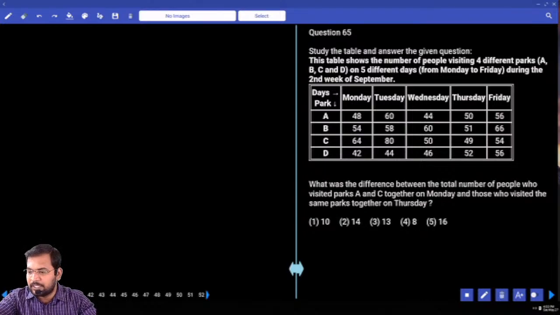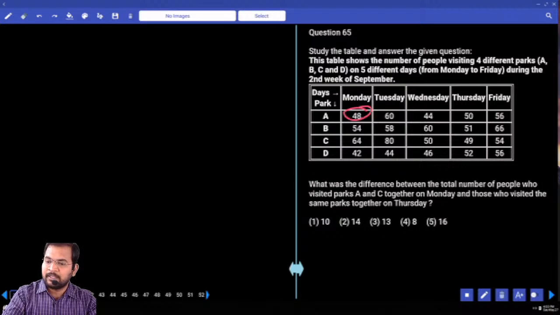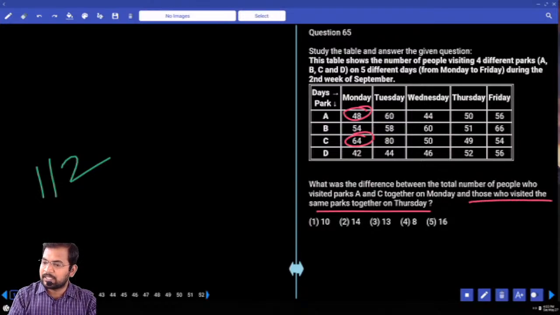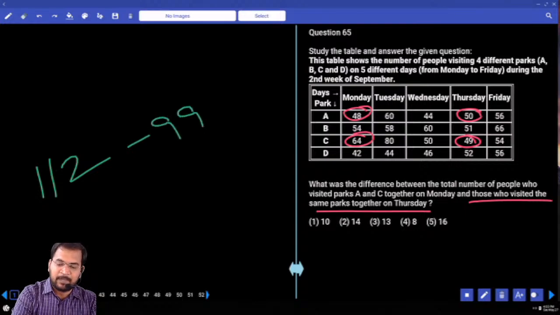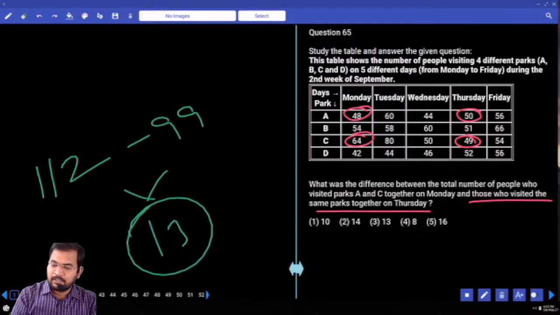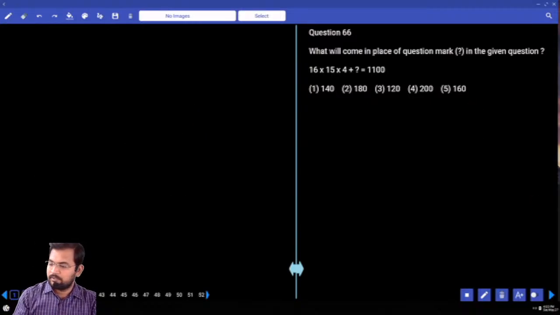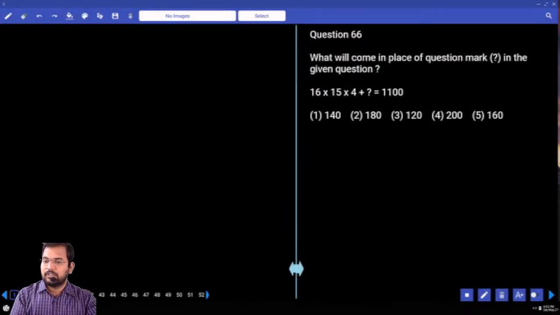What was the difference between the total number of people who visited Parks A and C together on Monday? A and C on Monday, 112. And those who visited the same parks on Thursday, 50 and 49, 99. Difference will be the difference. Your answer is 13. Next.